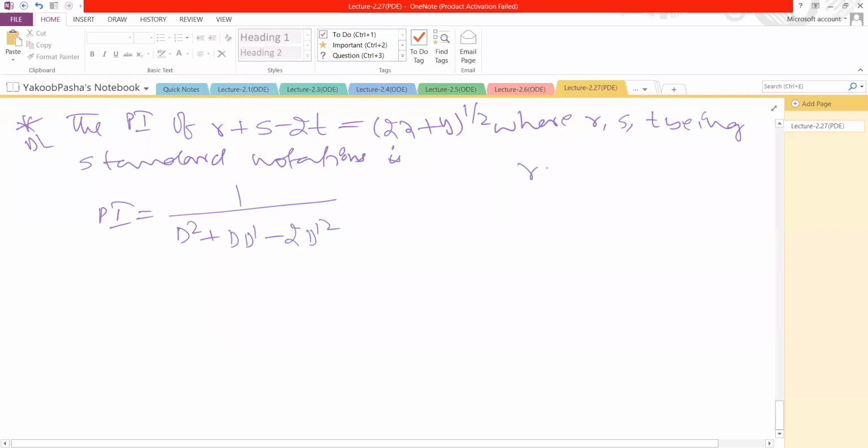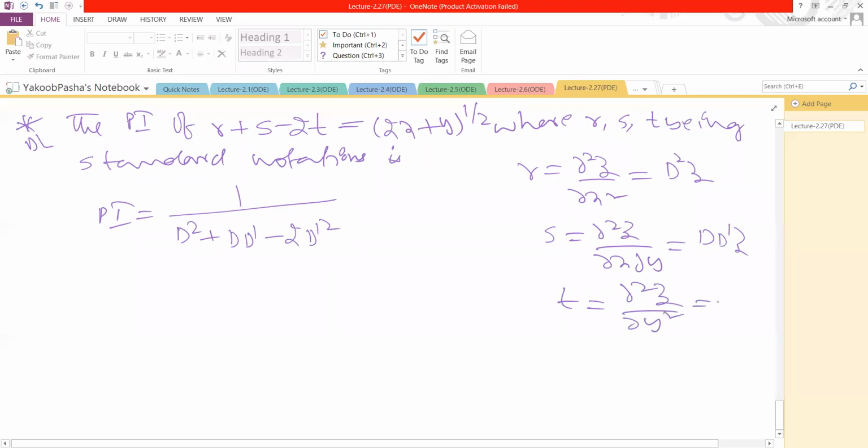Actually r is equal to dou square z by dou x square, and that is nothing but D square z, and s is equal to dou square z by dou x dou y, that is equal to D dash z, and t is equal to dou square z by dou y square, that is equal to D dash square z. Okay, so we can write, I'm taking one more step here.